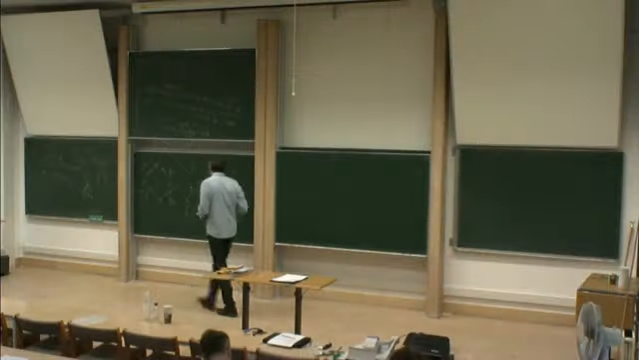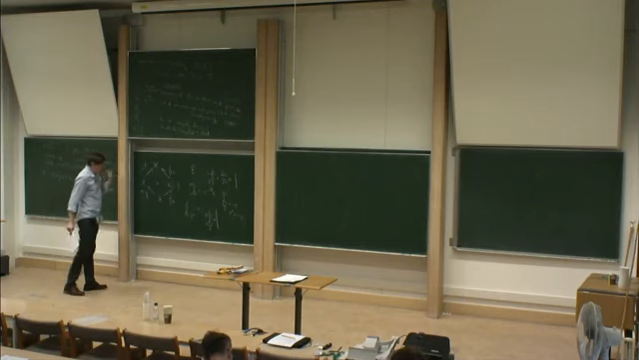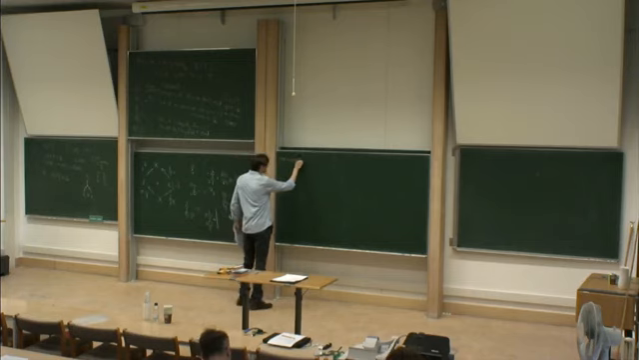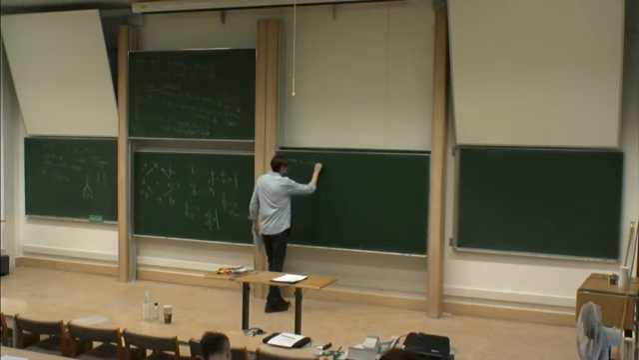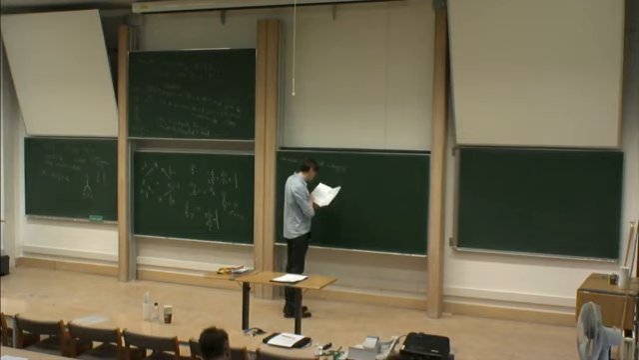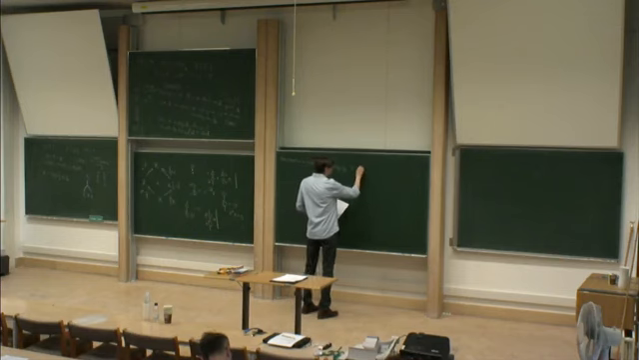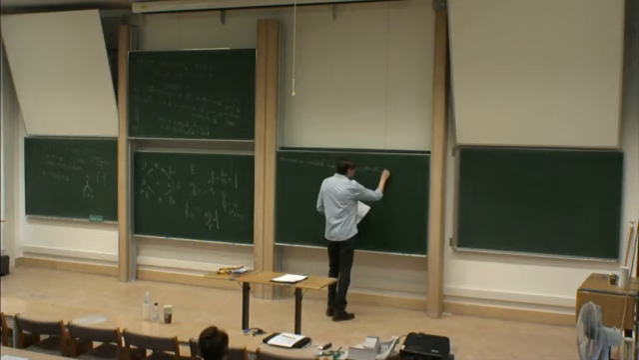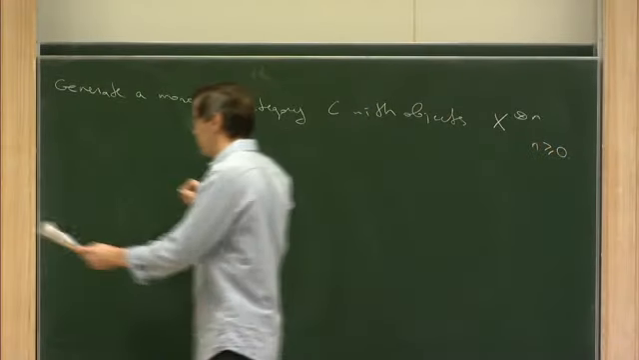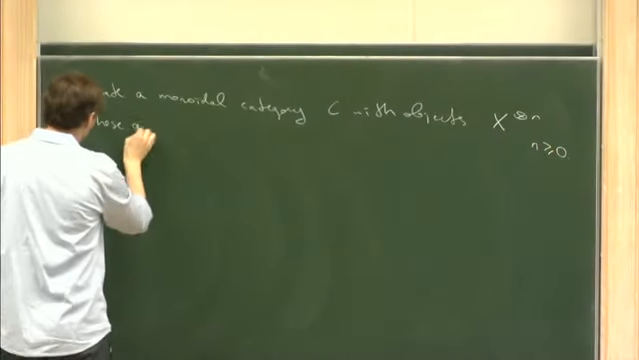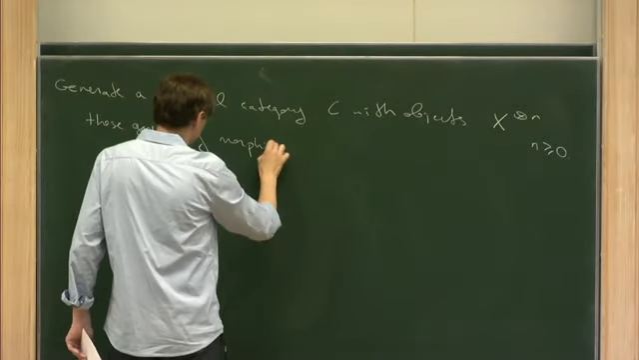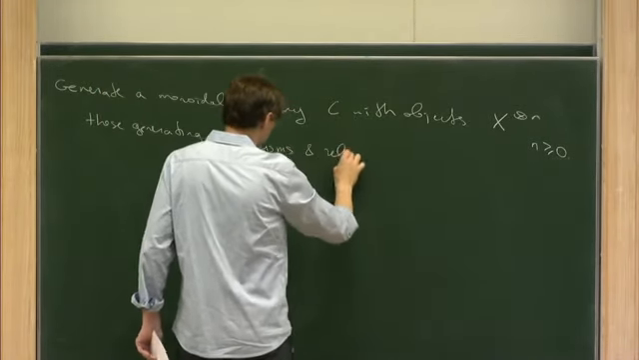All right. So now, what can we do with these relations? We can just generate a monoidal category. Actually, let me call it something. Let me call it C with objects x tensor n, where n is greater than or equal to 0, and these generating morphisms and relations.